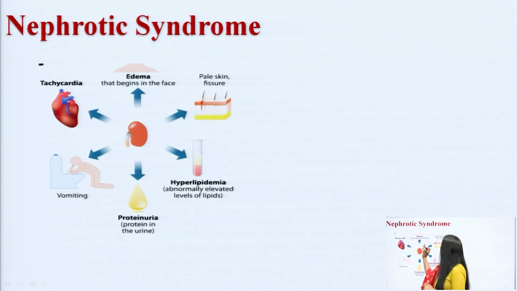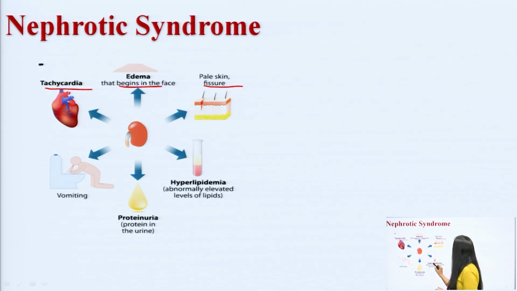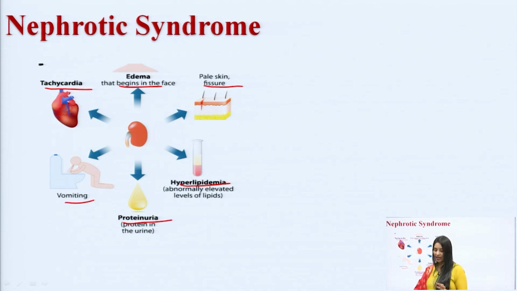So these are all the symptoms: tachycardia, edema, pale skin, hyperlipidemia, proteinuria, protein in the urine, okay, vomiting. So these are all the symptoms of a nephritic syndrome.